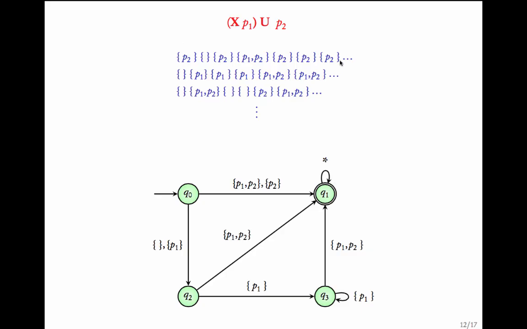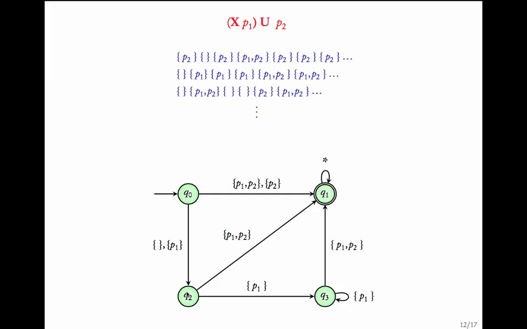Look at this word for instance. You read P2 and then you keep reading any letter. You don't care about what letters you read after that. Suppose the first letter that is being read does not contain P2, then till you see P2, you have to be seeing P1.